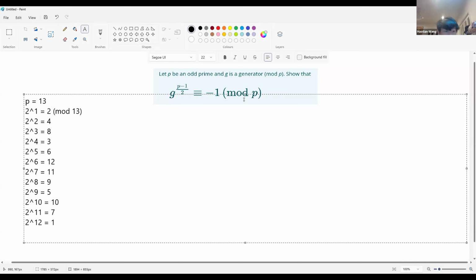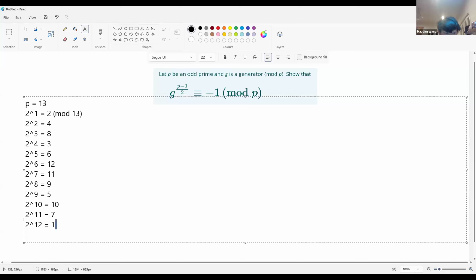Yep. And as expected, 2 to the 12 is congruent to 1 by Fermat's little theorem. And then if you look at the numbers, they are all different, right? We got 1, 2, 3, 4, 5, 6, 7, 8, 9, 10, 11, 12. 12 different numbers, and all 12 possible remainders, except 0, but obviously 0 is not coming in.